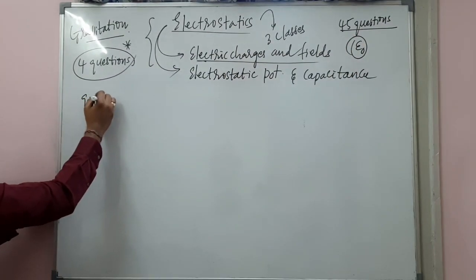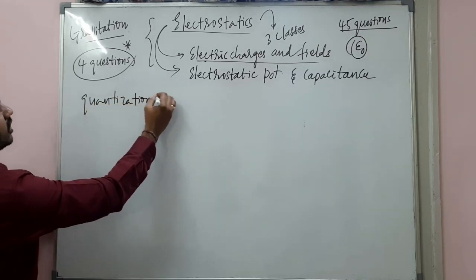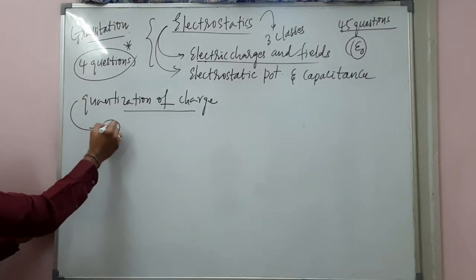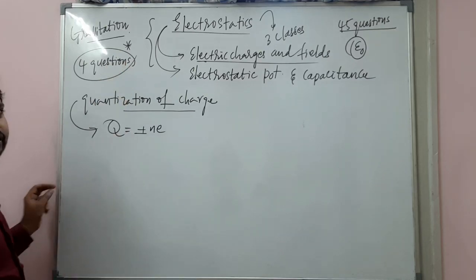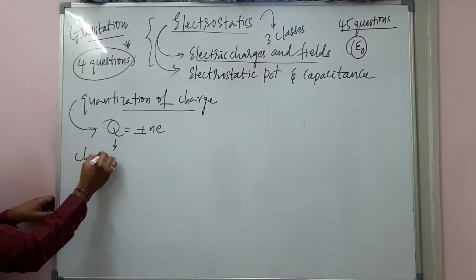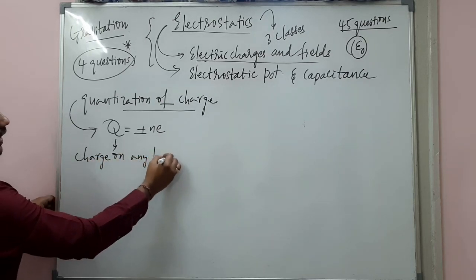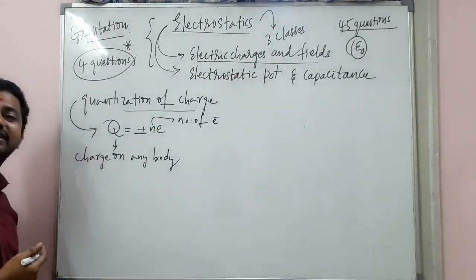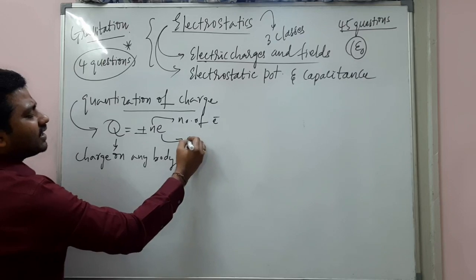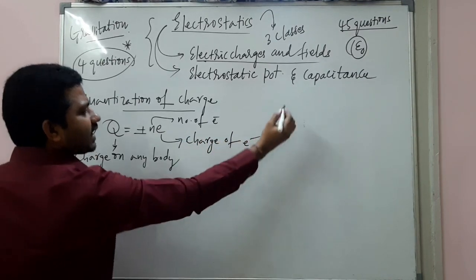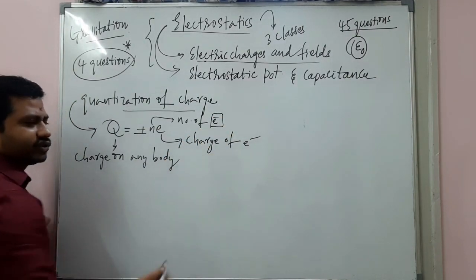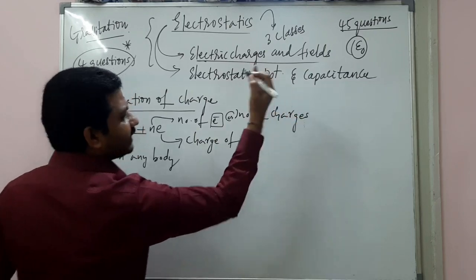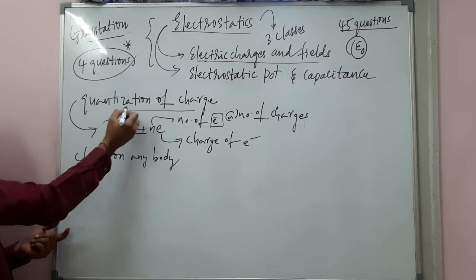Now we are starting with a simple concept called quantization of charge. We are not going into the details of the quantization of the charge. Have a look at it. I am writing a formula: Q is equal to plus or minus N into E. What is this Q? This Q is charge on any body in the nature. And what is this N? This N is the number of electrons present in a charge. And what is this E? This is the charge of an electron. So N is the number of electrons, or exactly speaking, the number of charges.